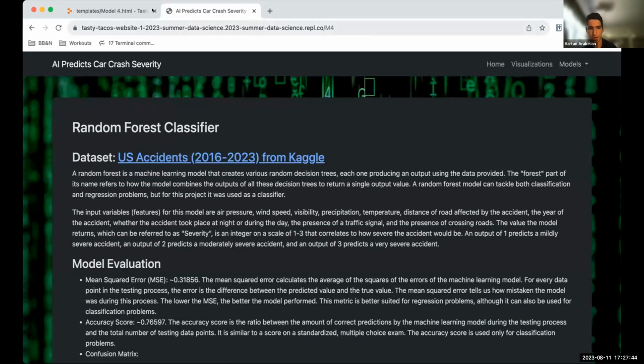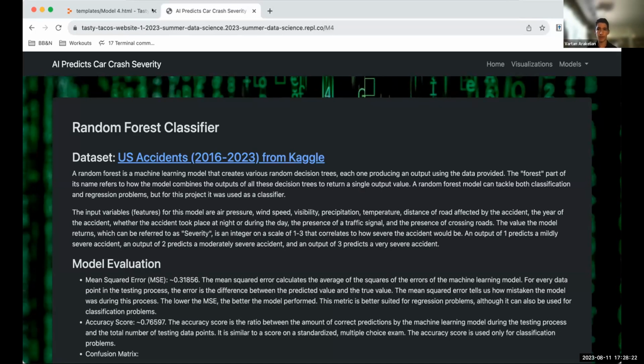For my model, I used a random forest classifier. A random forest classifier is a machine learning model that creates various random decision trees, with each one producing an output using the data provided. The forest part of its name refers to how the model combines the outputs of all these decision trees to return a single output value. A random forest model can tackle both classification and regression problems, but for this project, it was used as a classifier. And the database I used for my model was the US Accidents 2016 to 2023 database from Kaggle.